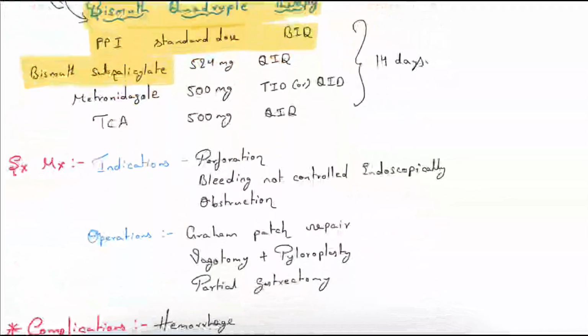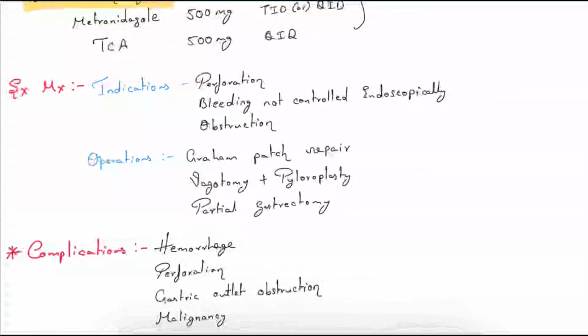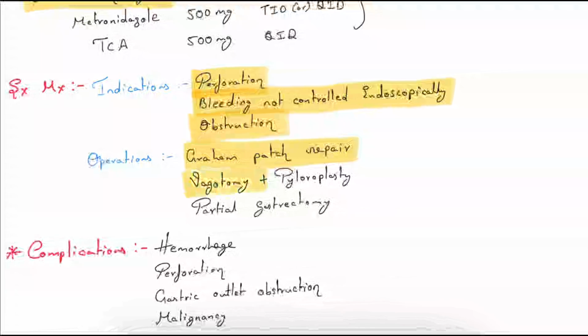So how many days do we have to give these medications? For 14 days we have to give. In severe cases, we can do surgical management. In surgical management, the main indications will be if the patient has any perforation, or bleeding not controlled endoscopically, or obstruction. We have to go with Graham's patch repair, or vagotomy, pyloroplasty, and partial gastrectomy.